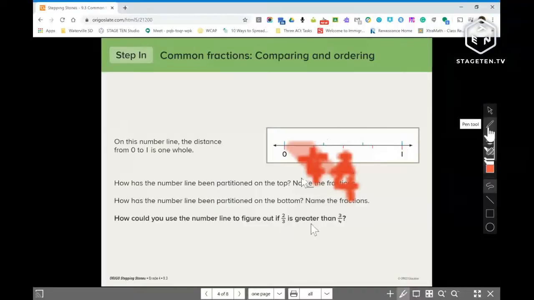So if we're comparing 2/3 compared to 3/4, find 3/4. 1, 2, 3, right? So it's right here. Here's our 3/4, and we're comparing it to 2/3. So 1, 2. So obviously 3/4 is greater than 2/3.